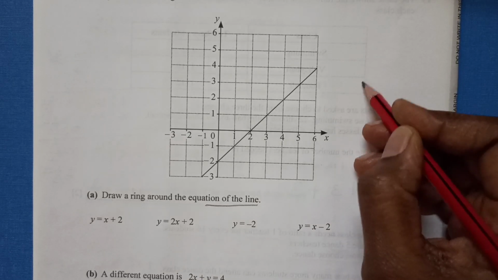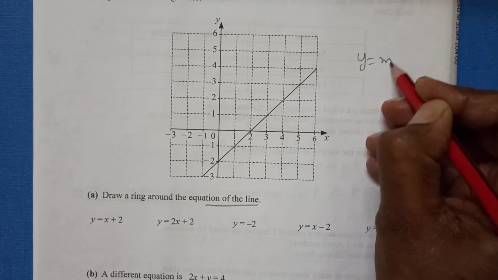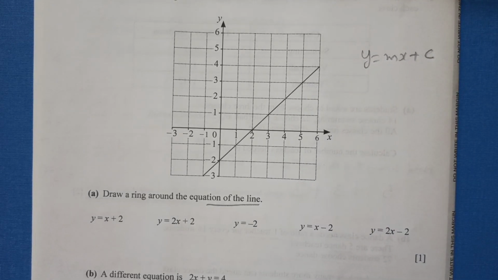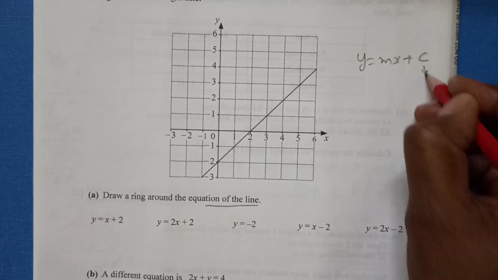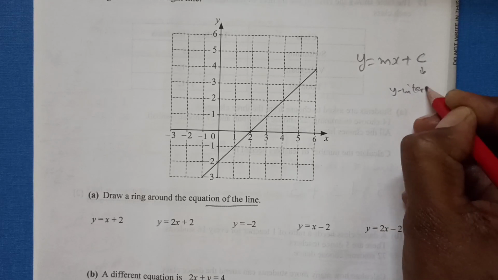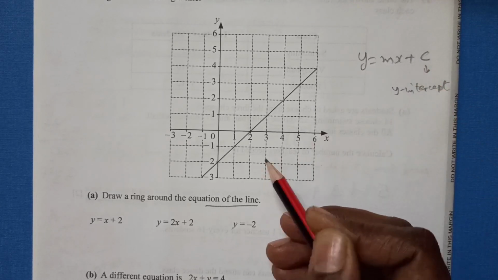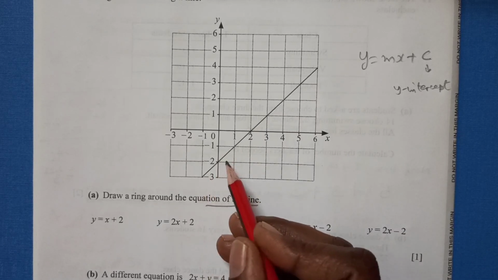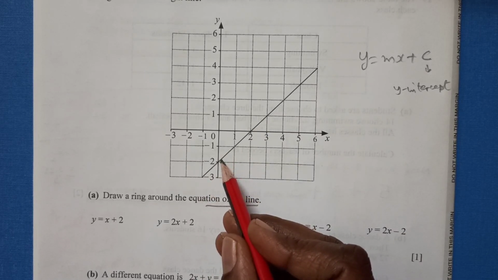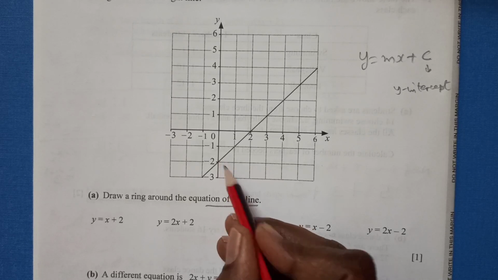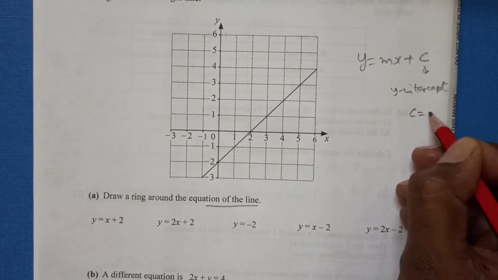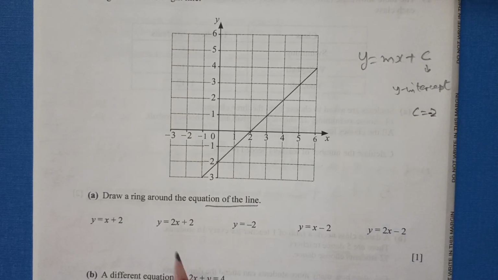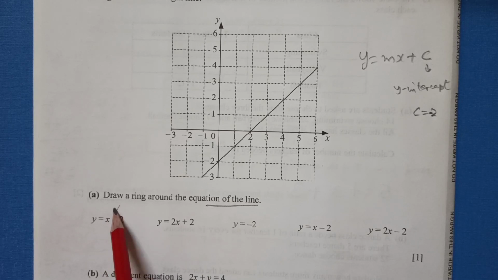As we know, the equation of a straight line is y equals mx plus c. So c is the y-intercept. Y-intercept means where the line crosses the y-axis. So we have here the line crosses at -2. So the value of c is -2. So you can see -2. This one is +2, so this cannot be our answer.